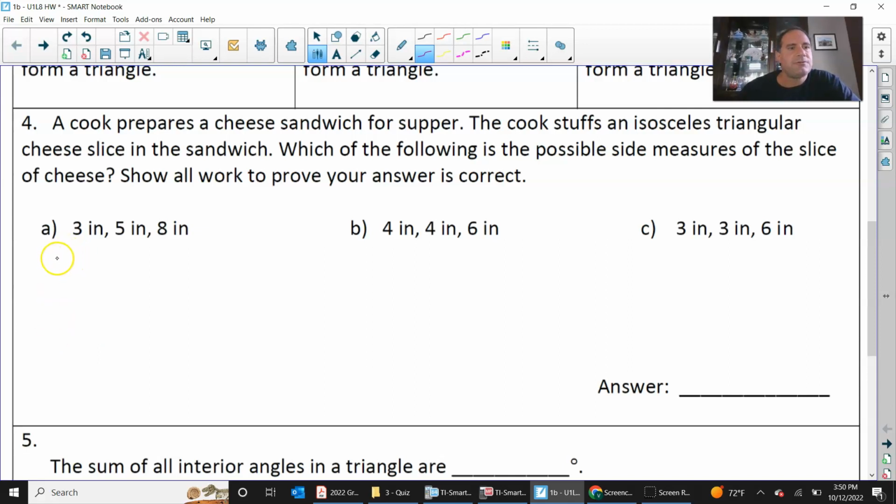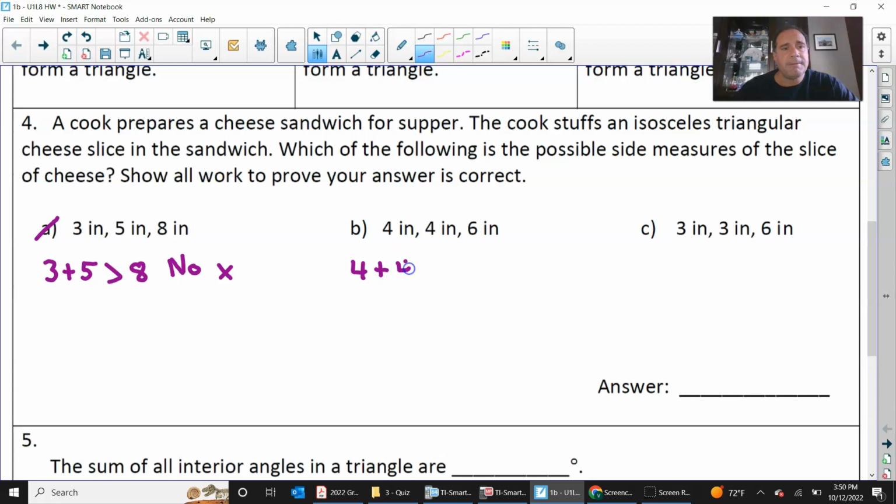So I'm just going to go to this first one here. And again, I'm going to just do that theorem that I know. 3 plus 5 is 8. 8 is not greater than 8, so this is a no. I could stop right there and then cross out this choice, because which of the following is the side measures of the isosceles triangular slice of cheese? That is definitely not. All right, so now we're going to go to this.